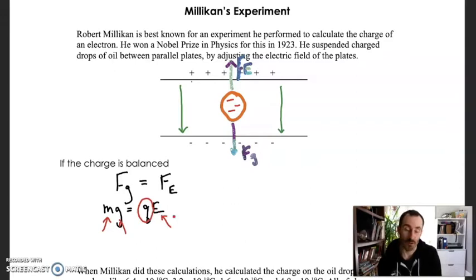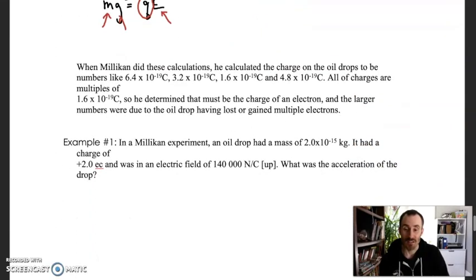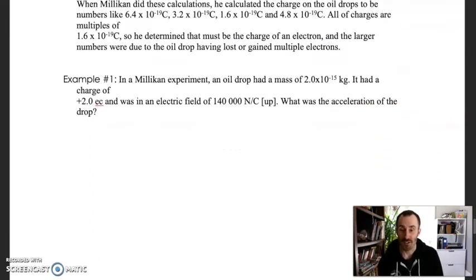And it turned out that it was always some sort of multiple of 1.6 times 10 to the negative 19. Okay, and so he saw all of these things, 6.4 times 10 to the negative 19, 3.2, all of those are just multiples of 1.6 times 10 to the negative 19 coulombs. And so he determined that must be the charge on one single electron.